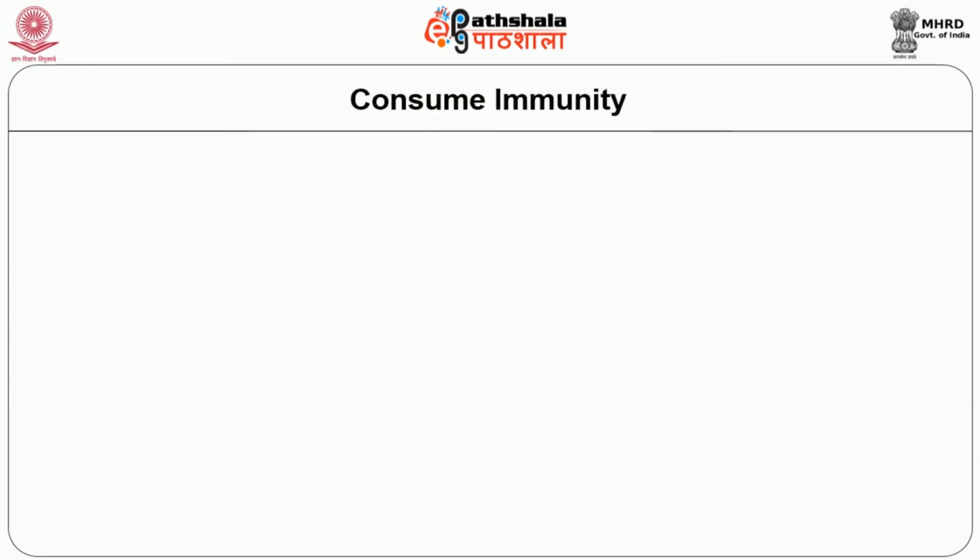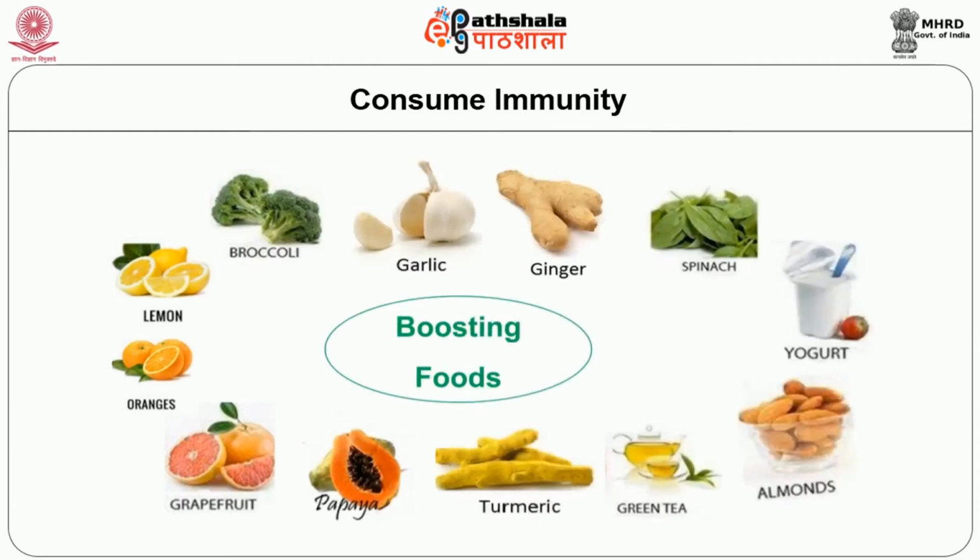Consume immunity boosting foods such as citrus, bell pepper, broccoli, garlic, ginger, spinach, yogurt, almonds, green tea, turmeric, papaya, kiwi and other fruit drinks which are rich in vitamin C like grapefruits, oranges, lemon and so on.